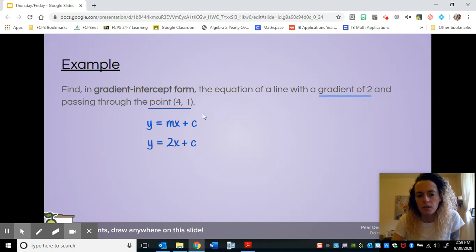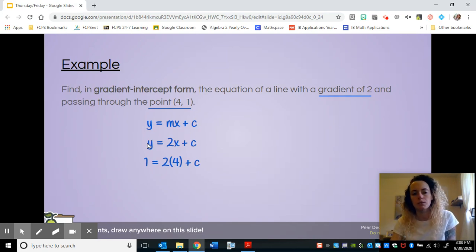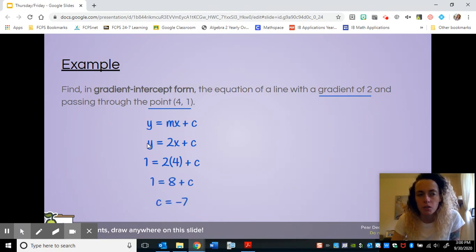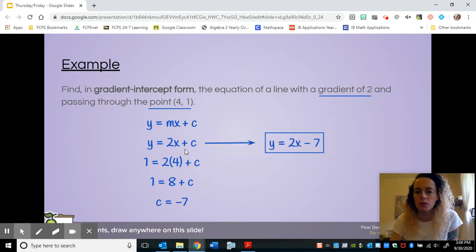How I'm going to find c is I'm going to take that point (4, 1) and sub in 4 for x and 1 for y. That way I can use that to find c. C is the only variable left in that equation. So I'll multiply 2 and 4 to get 8, subtract 8 from both sides, and I get c is -7. Just taking that y equals 2x plus c and rewriting it, my final answer would be y equals 2x minus 7.